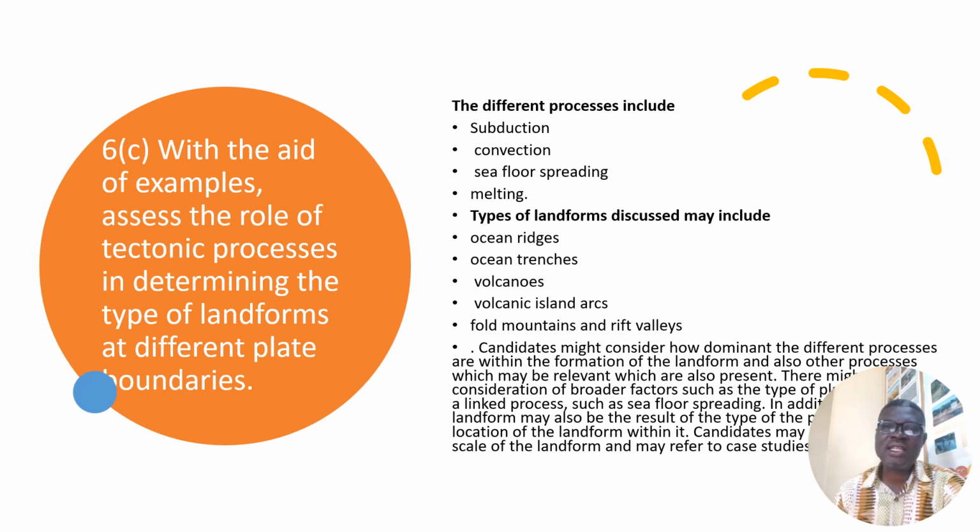So these things are here. The questions have even been answered here. So we are drawing from what is on the board there. Okay, so the types of landforms discussed may include ocean ridges, ocean trenches, volcanoes, volcanic islands, fold mountains, and that of what? Rift valleys.